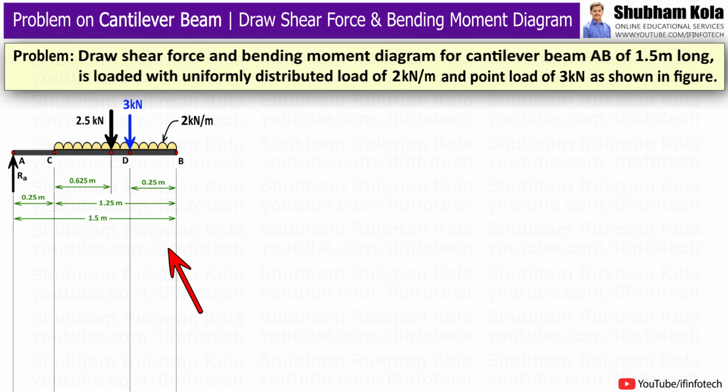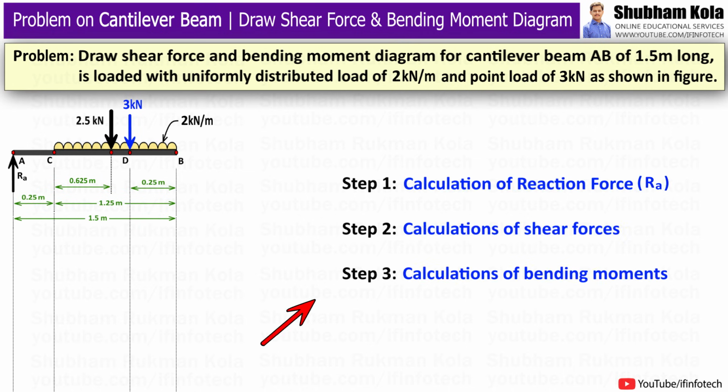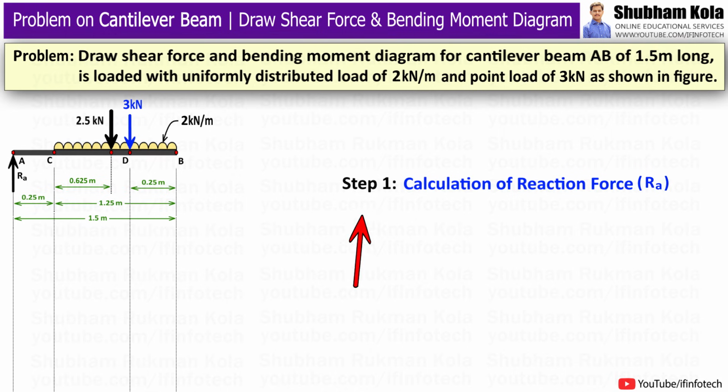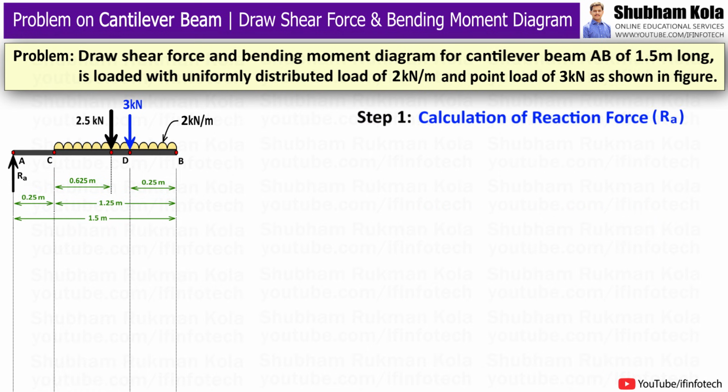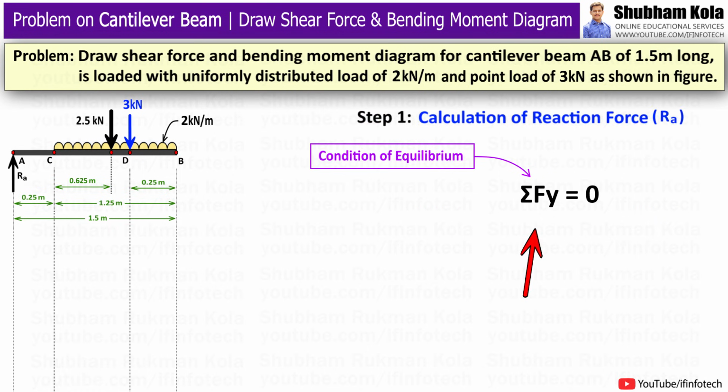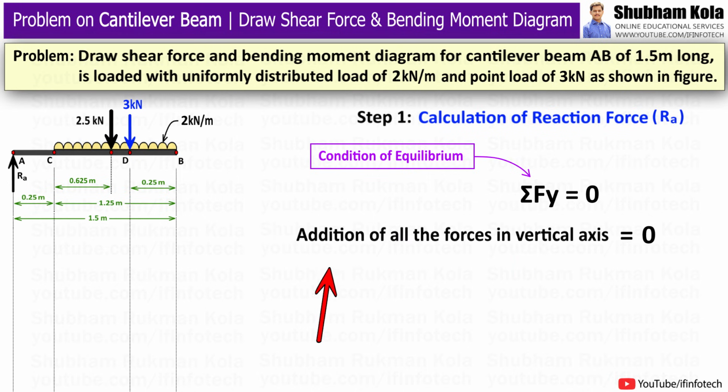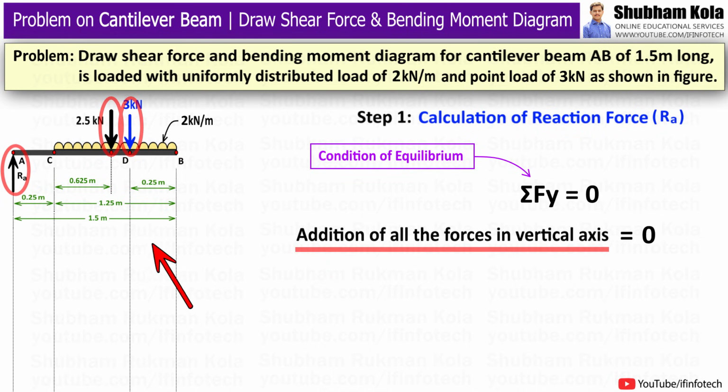Now this type of problem we are going to solve in 3 steps. In the first step, we have to calculate the value of support reaction force RA. So to calculate this value, I will use the condition of equilibrium, that is summation of Fy equal to 0. That means addition of all forces in the vertical axis will be 0. While doing the addition of all vertical forces, I will consider upward forces as positive and downward forces as negative.